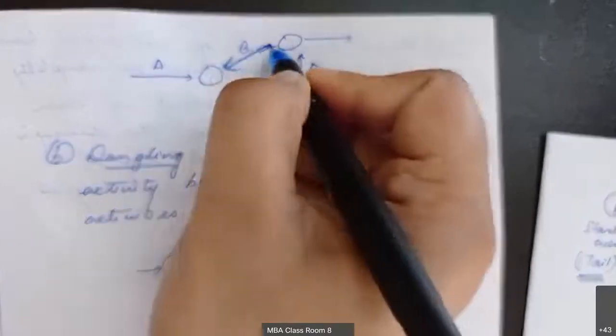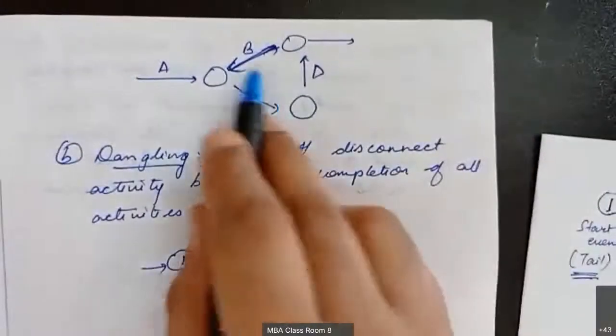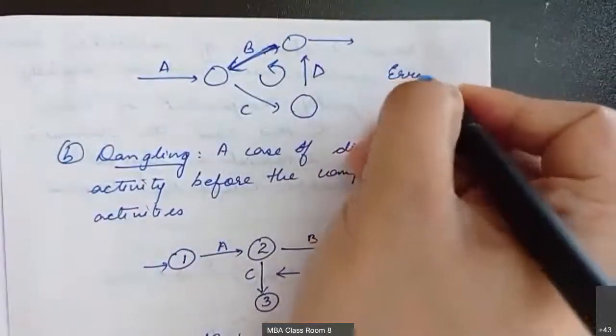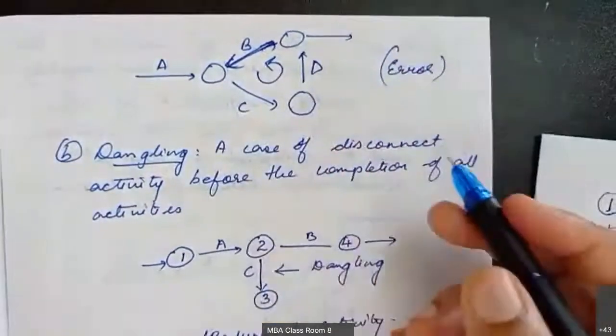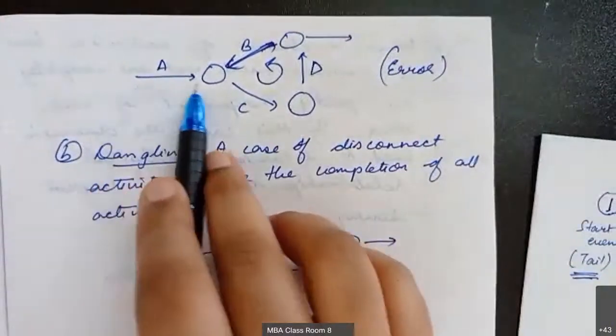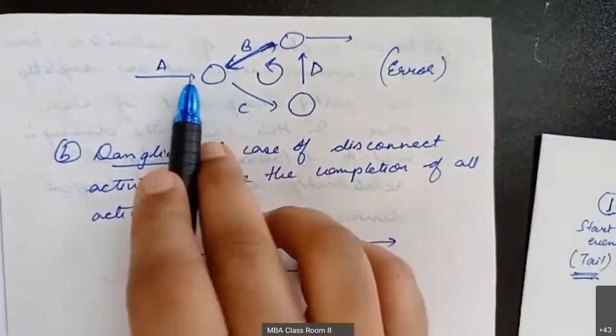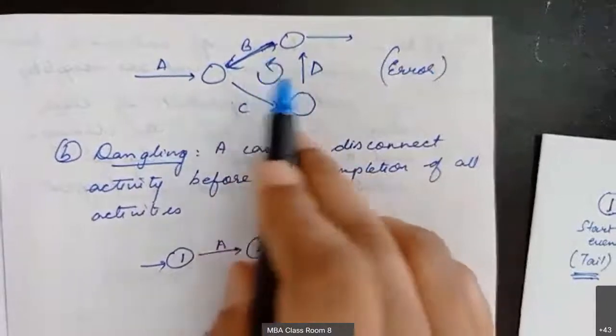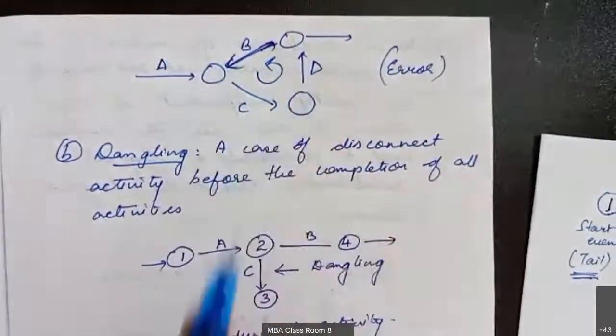That's the arrow. So what happens? There is a loop that is formed over here. This is actually an error. It is called a looping error. Once we start with A, we should have a proper sequence that is followed. We should not go into an infinite loop. That is called a looping error.